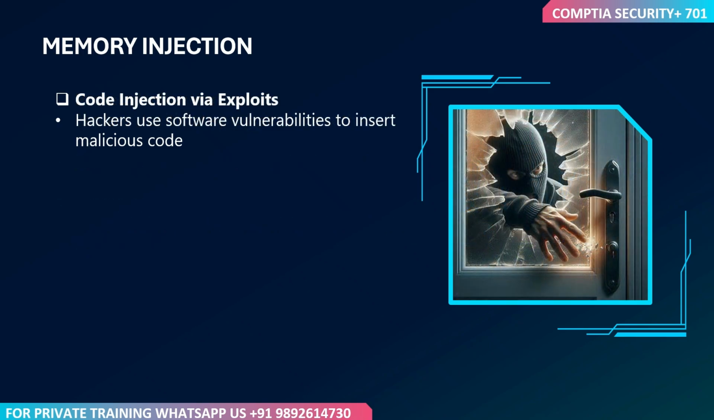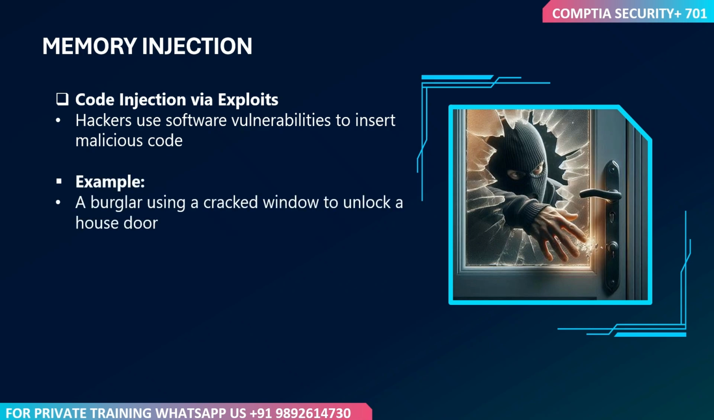Code injection via exploits. Hackers exploit software vulnerabilities to inject their code directly into a program's memory. For example, think about a cracked window in a house. If a burglar finds it, they can slip a tool inside and unlock the door from inside. Similarly, software vulnerabilities act as cracks that allow attackers to inject harmful instructions.